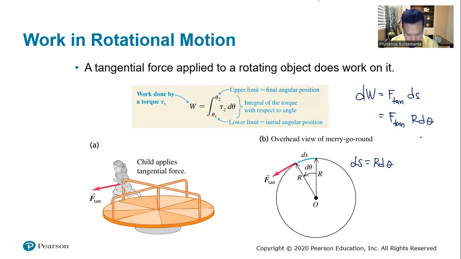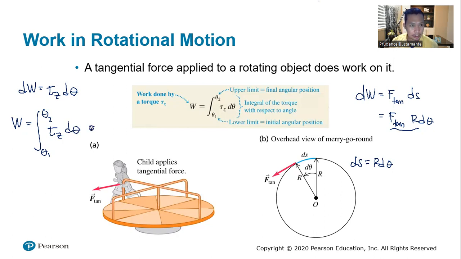Now, F tangential times r is just the torque, the torque around z. So we have dW equal to the torque z d theta. If you want to find the work, it's just equal to the integral from theta 1 to theta 2 of torque z d theta. This is what we call the work done by a torque.